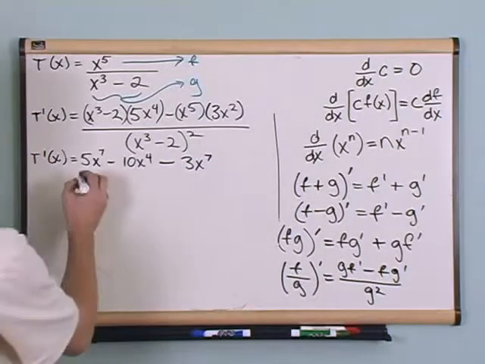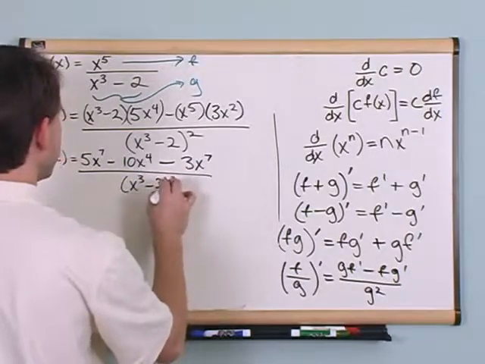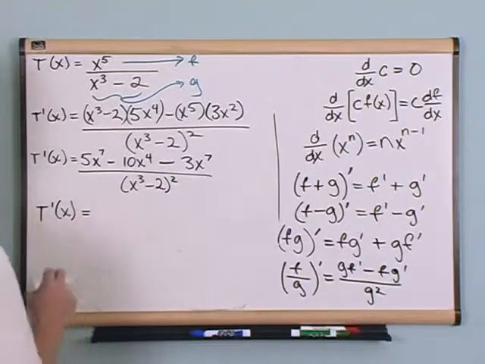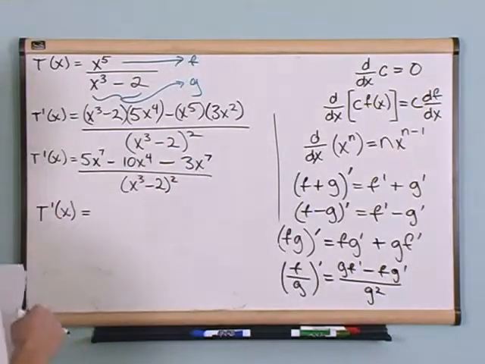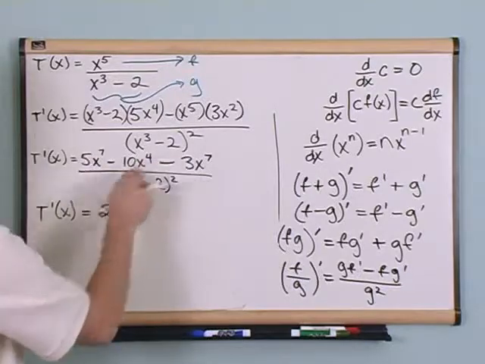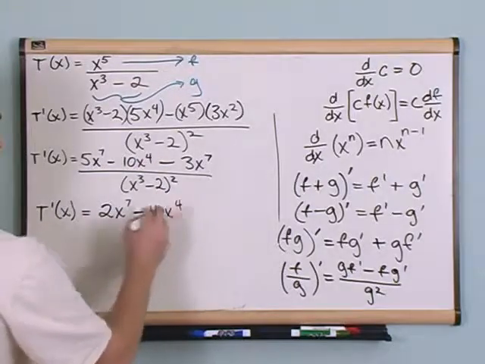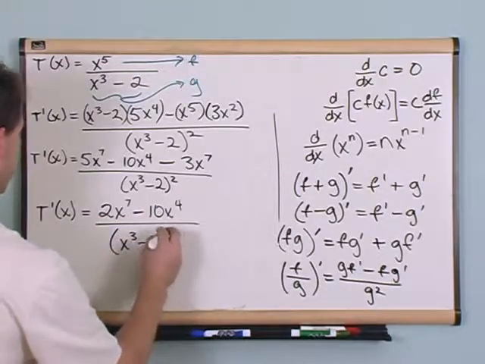Okay? And on the bottom, you've got x to the 3rd minus 2 squared. So in the end, you're going to have t prime of x. You can simplify these terms. 5x to the 7 minus 3x to the 7 is just 2x to the 7, because 5 minus 3 is 2, and you carry along your x to the 7, minus 10x to the 4th power. And on the bottom, you still have your x to the 3rd minus 2 squared.